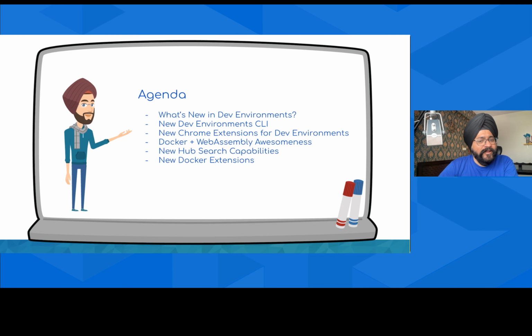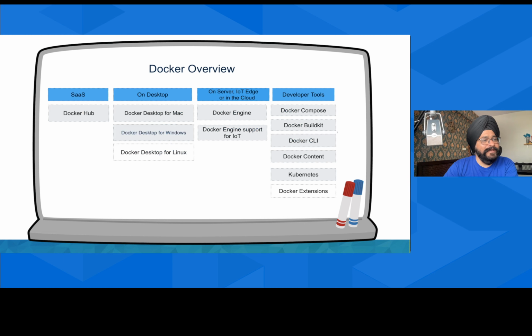We have been hearing a lot about WebAssembly, so I have a few slides, but I know that today there is a presentation from Michael where he is going to talk about WebAssembly. So I'm not going to do a demo, but talk about a few of the feature enablements which have been done in Docker Desktop. Then I have a few slides on search capabilities and the extension which I am going to cover. So let's go ahead and look at all of these new features.